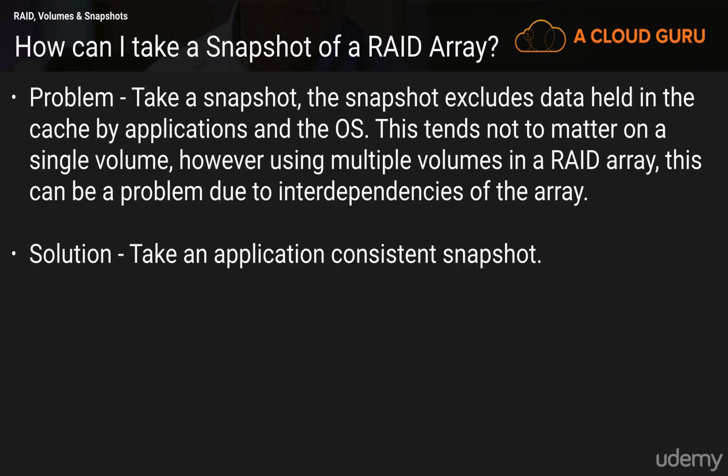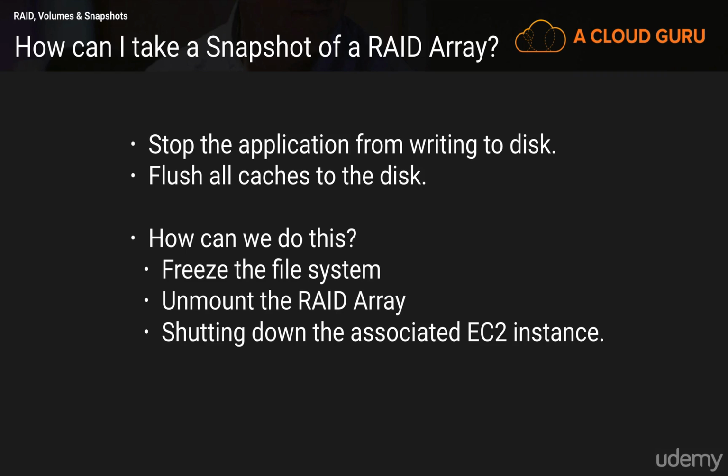So how do we solve this problem? Well, we need to take an application-consistent snapshot. That's how we solve it. So how do we actually do that? Basically we have to stop the application from writing to the disk, and we need to flush all the caches to the disk itself. And how do we do that? Well, it's really, really simple. You can do it using these 3 different methods. You can freeze the file system, you can unmount the RAID array, and pretty much the easiest, and what most people do, is you just shut down the EC2 instance, take a snapshot, and then power it back up again. And that will give you an application-consistent snapshot.